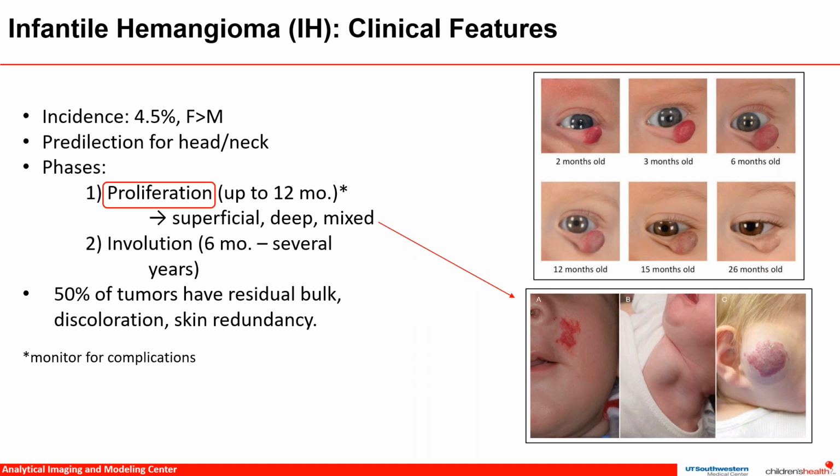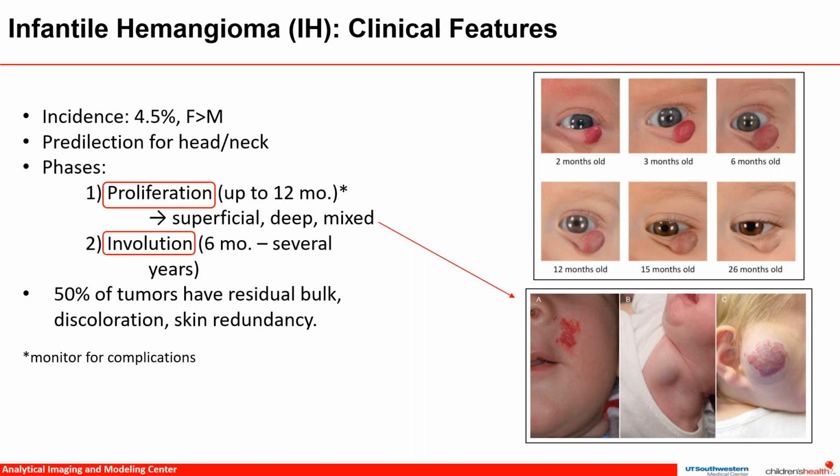On the left is a superficial infantile hemangioma, visible at the skin surface. On the middle is a deep infantile hemangioma with no surface involvement. And you can see how this tumor may cause breathing issues for this infant given the location on the neck if it was to grow significantly larger. And on the right is a mixed infantile hemangioma with both superficial and deep components.